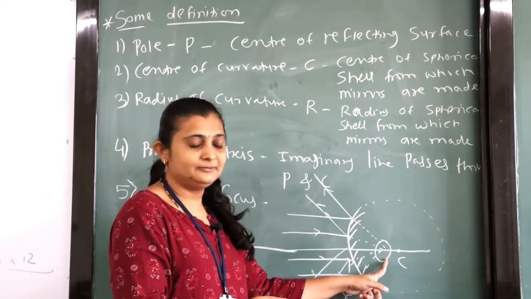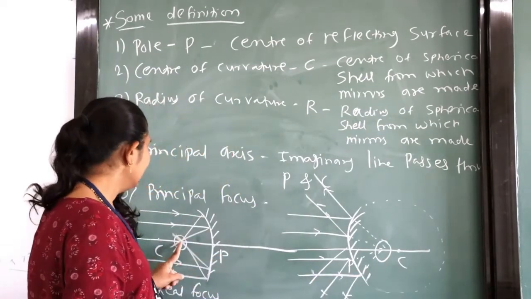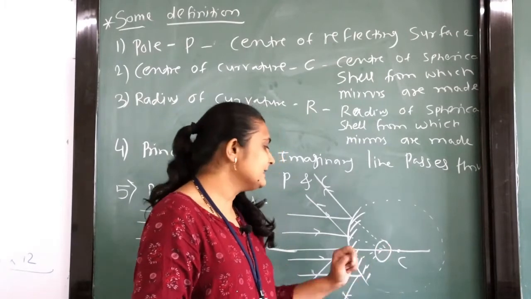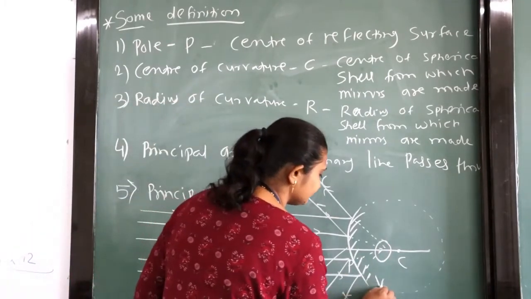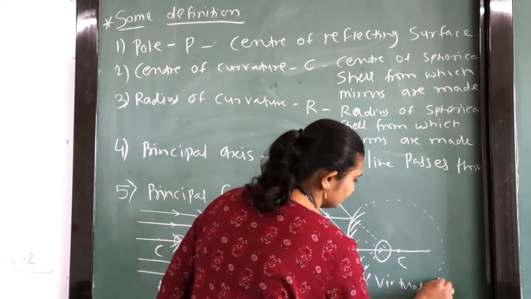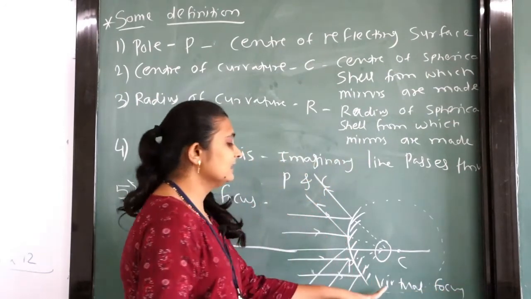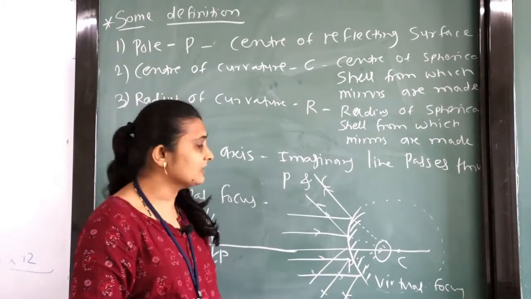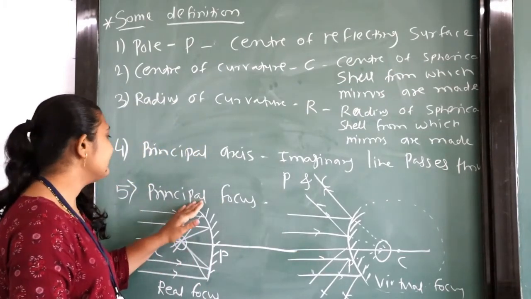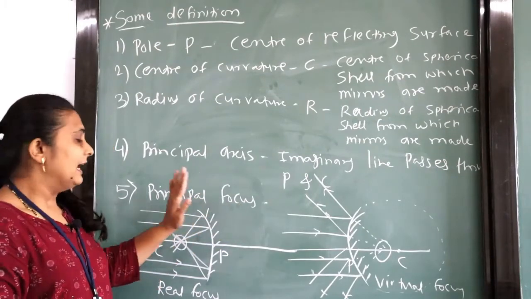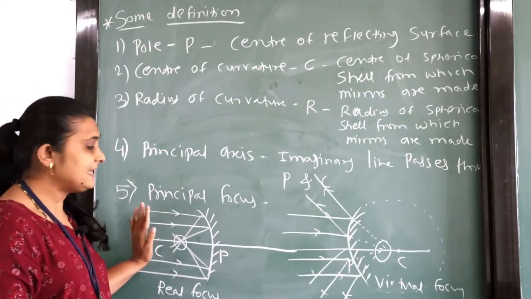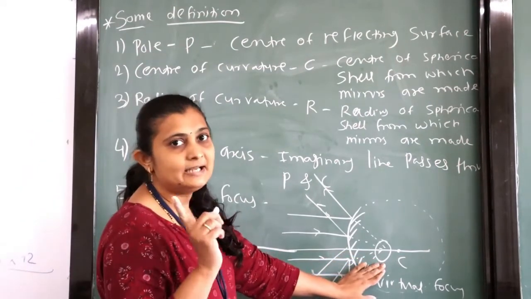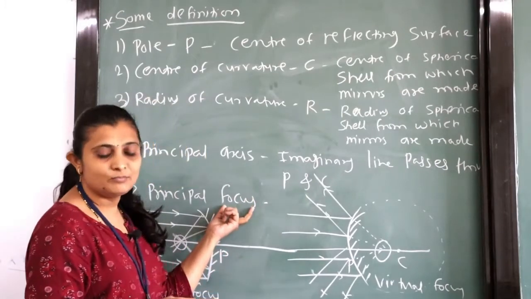After reflection, the rays actually meet or appear to meet. This is the virtual focus. Real focus and virtual focus. Next, what is the definition of focus? After reflection, the rays actually meet at one point or appear to meet at one point. That point is known as the focus point.